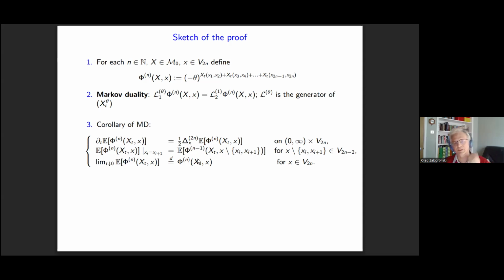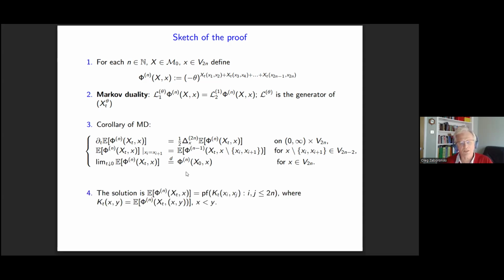Okay, so this is exactly this discontinuity corresponding to annihilation. And the initial condition, nothing is happening to the initial condition. Okay, so now this is an infinite system of PDEs, but unlike, say, the Bogolyubov chain, it is a nice infinite system.